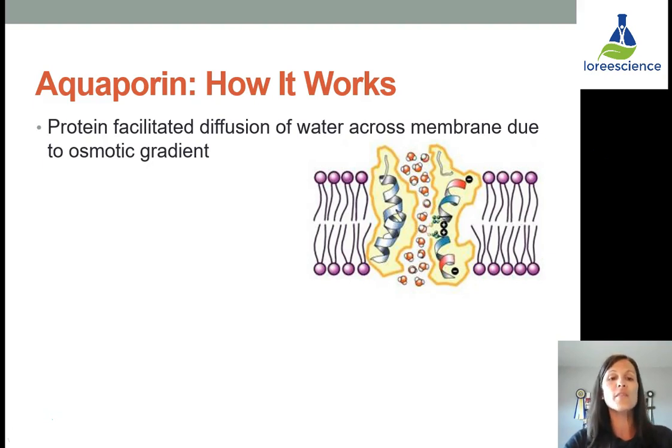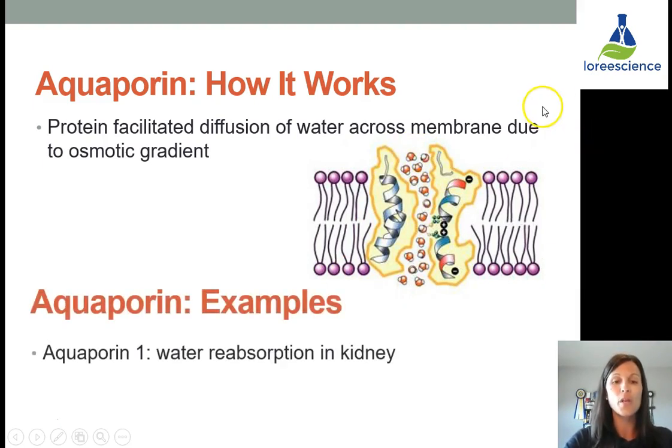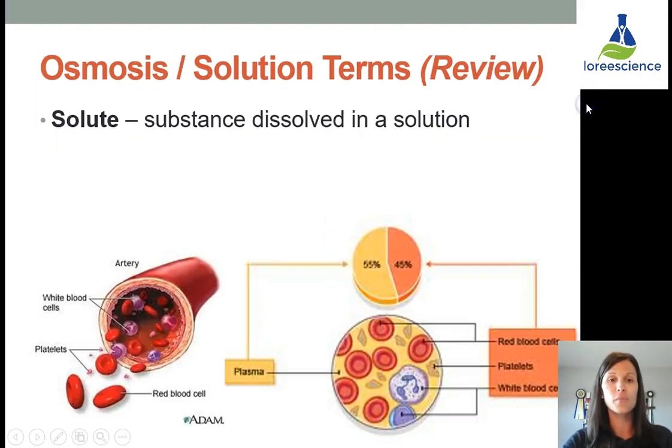Aquaporins. This is protein-facilitated diffusion of water across the membrane due to an osmotic gradient, or difference in water concentration. A few water molecules can fit through on their own, but not enough. So there are these embedded proteins, or aquaporins, that allow the polar water molecules through. An example of where you would find a type of aquaporin is aquaporin number 1, found in the kidney, and this causes reabsorption. If they weren't there, we would urinate much more frequently than we do.